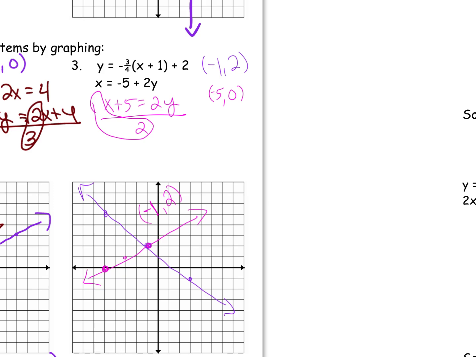We actually got 2 of them, right? We got the y by itself. We also have the x by itself. So which one do you think would be easiest to plug in? So we're going to take this right here and put it right there.